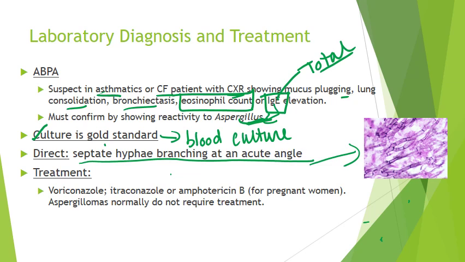For treatment, there's a whole bunch of treatments here that I've listed. The only thing I'll mention as far as the treatment goes is that I did mention that you could have these aspergillomas. If the aspergilloma is just discovered randomly and it's not causing the patient any problems, you don't always have to treat it. It could just be a cavitation where Aspergillus grew for a period of time. If it's causing a problem, obviously you're going to treat it, but they don't always require treatment. Now, if your patient is immunosuppressed or has some other underlying condition, obviously that's a different story.